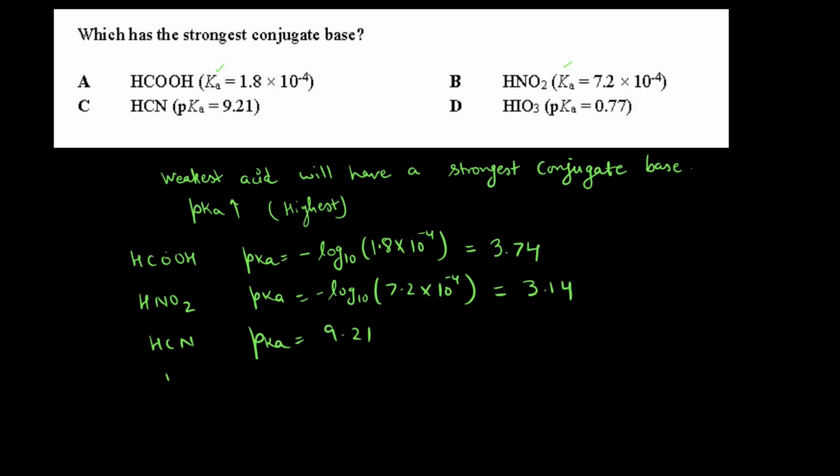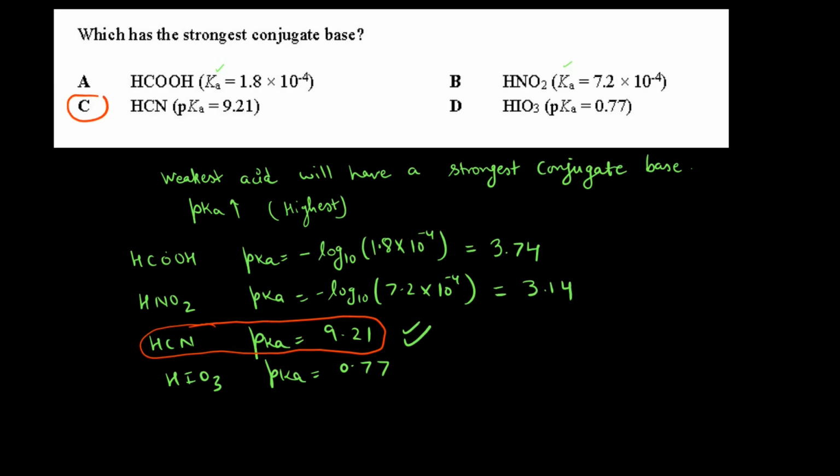9.21, and for HIO3 pK is given, 0.77. So which has the highest pK? HCN. HCN has the highest pK, so it is the weakest acid and it will have the strongest conjugate base. So the option is C. The correct option is C.